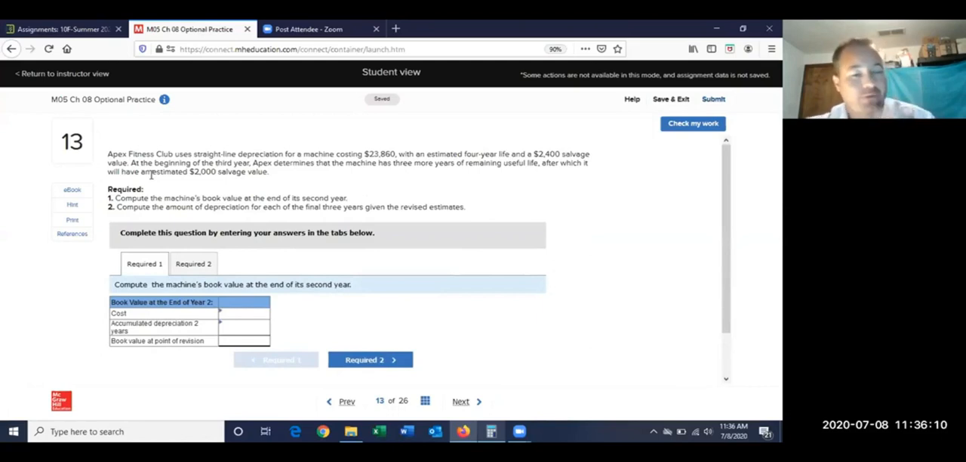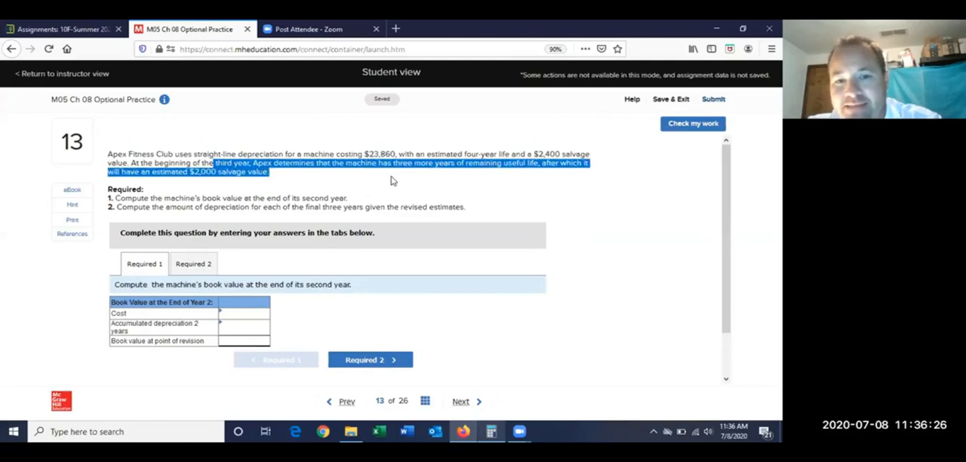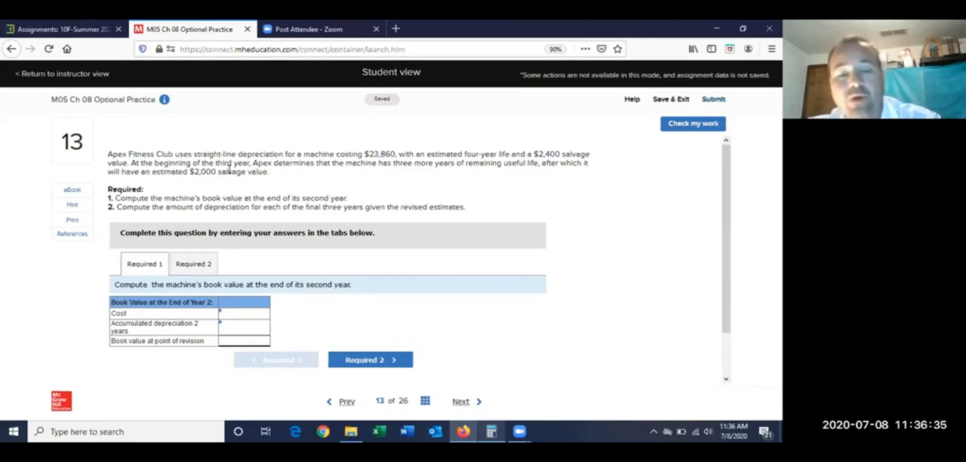Okay, this one is going to be a little different. This one is going to be a good one to go through because we're actually, as you can see here, we bought a machine, 4-year life, and the opening salvage value. But at the beginning of the 3rd year, they decide, ugh, we didn't estimate it right. We actually have 3 more years left and a new salvage value. So we have to redo the depreciation for this year on, in year 3 on.